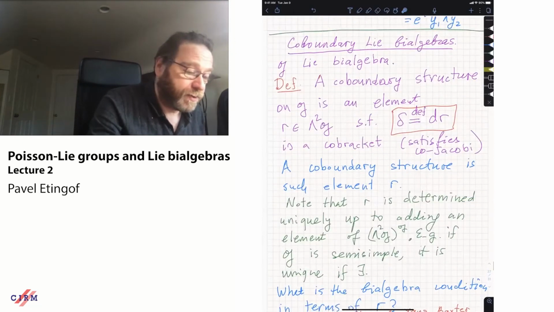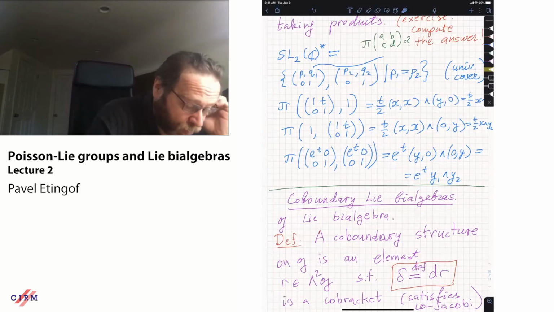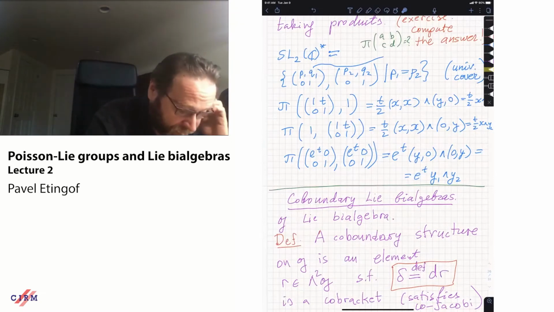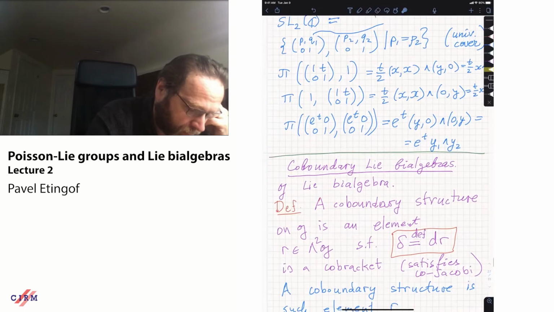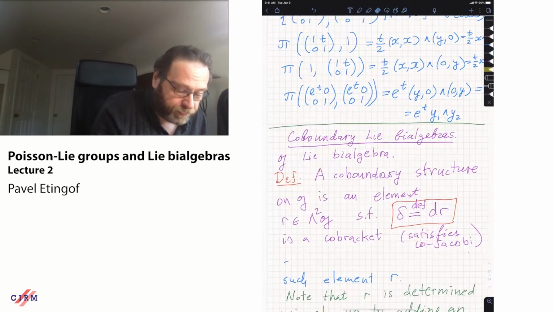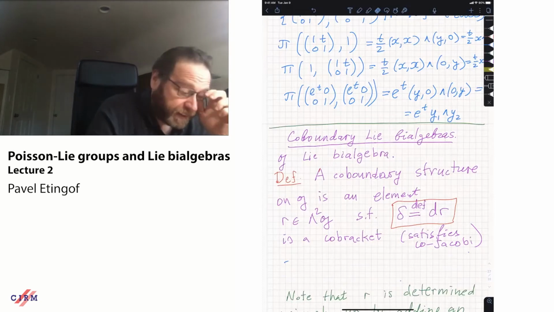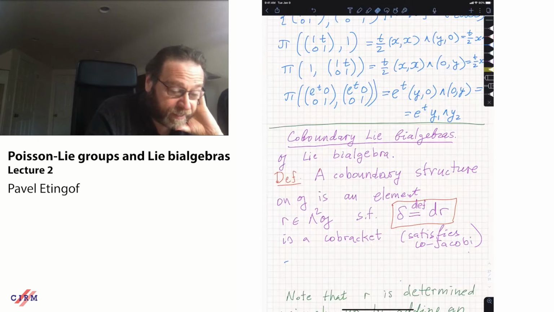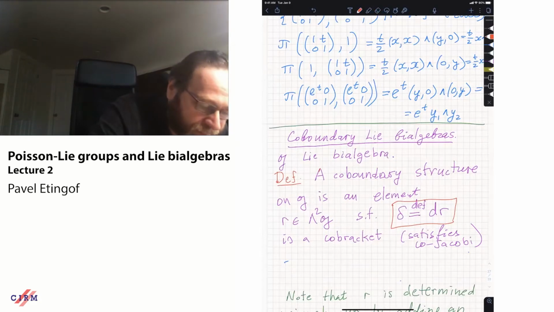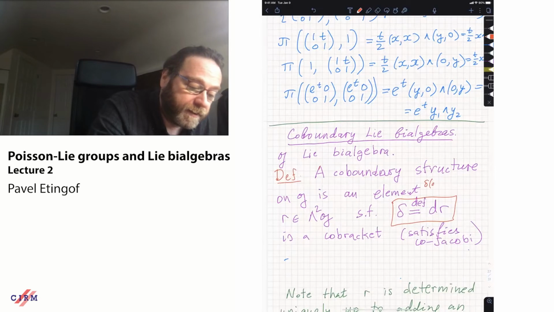Okay, and so the next thing I want to talk about is co-boundary Lie bialgebra. So let G be a Lie bialgebra, and I will consider a special kind of Lie bialgebra structures. A co-boundary structure on G is an element R in wedge 2 of G, such that delta equals dR, which means, so what does it mean? This D is the cohomological differential. So this means the delta of A is A tensor 1 plus 1 tensor A commutator with R.